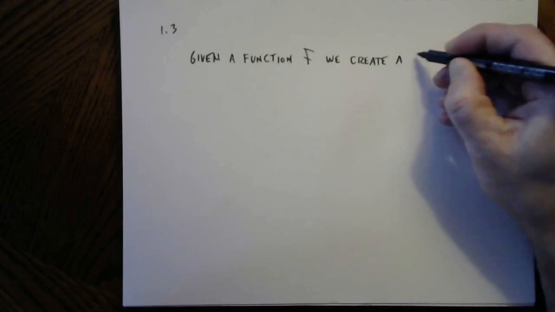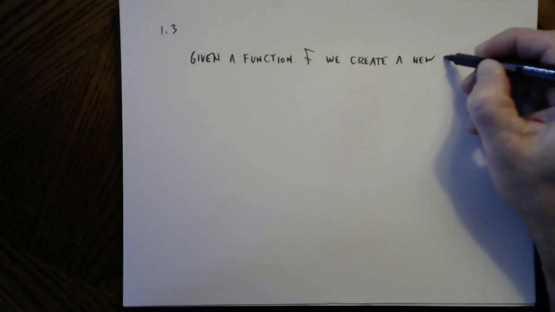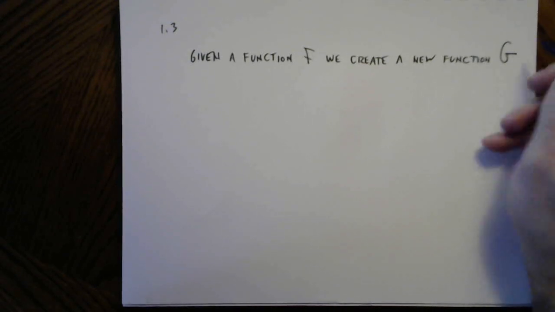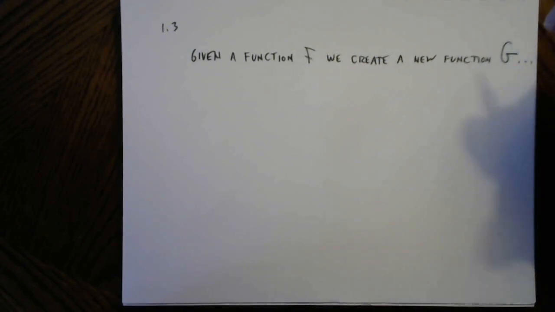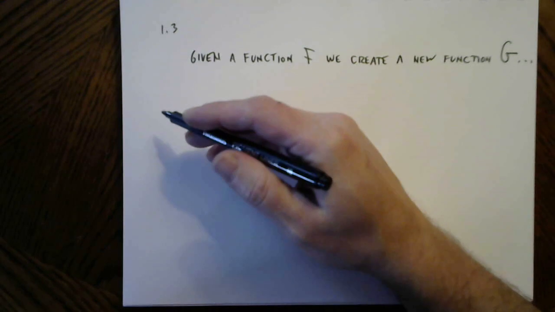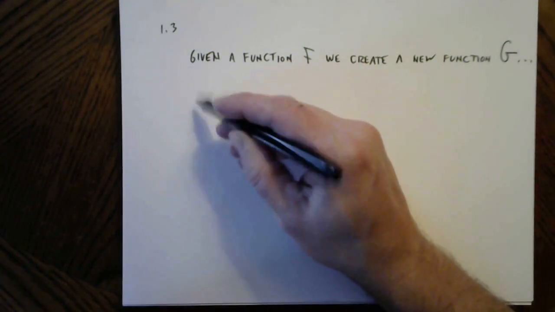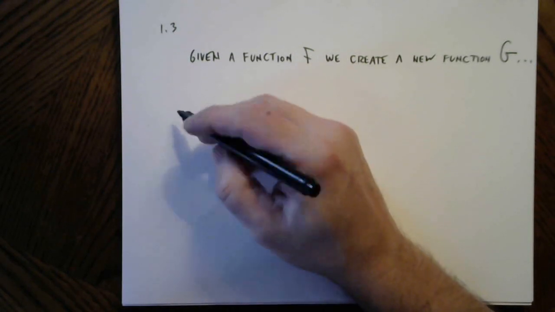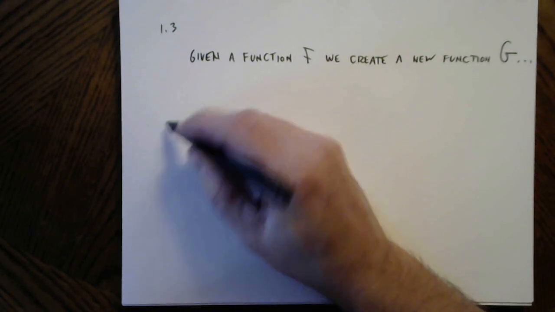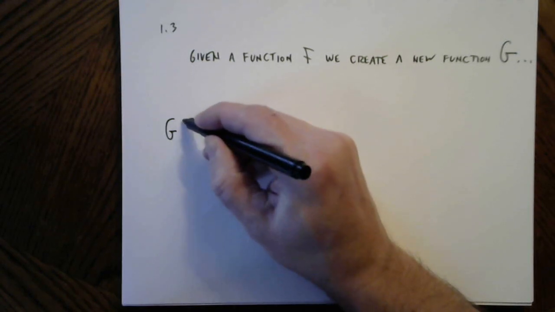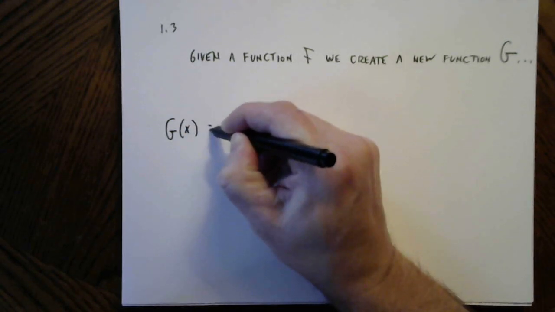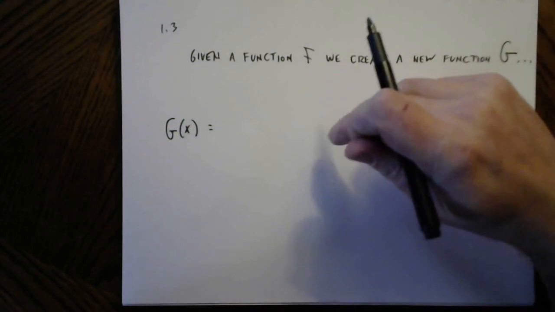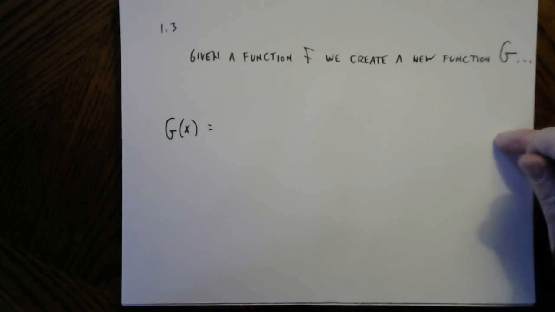We create a new function. I'm going to call it capital G for emphasis. And I'm going to have a column here for how we're creating the new function from the old one. Then I'll have an example and I'll show the graphical result.